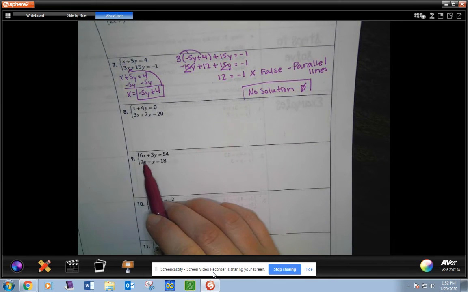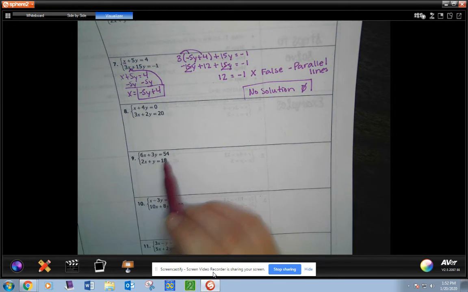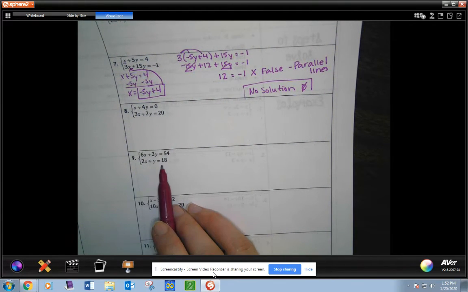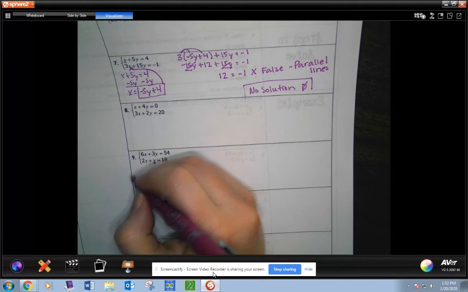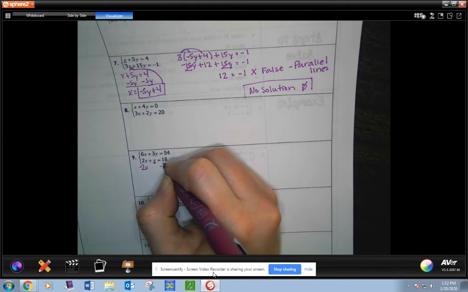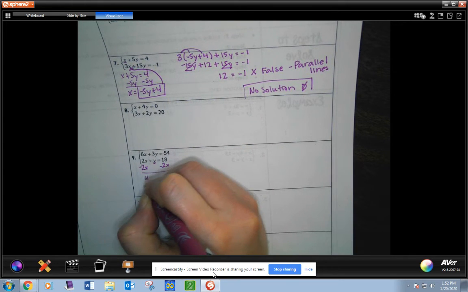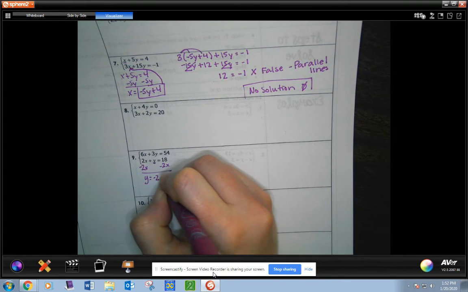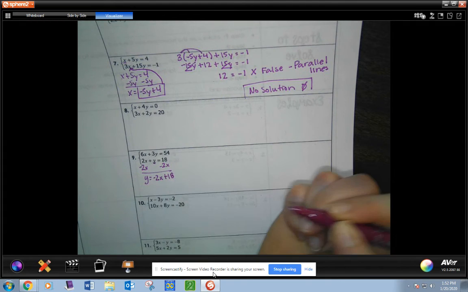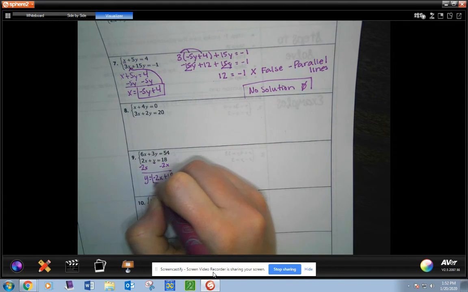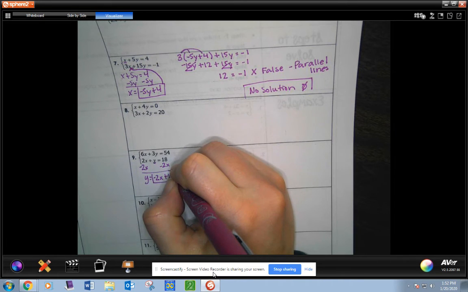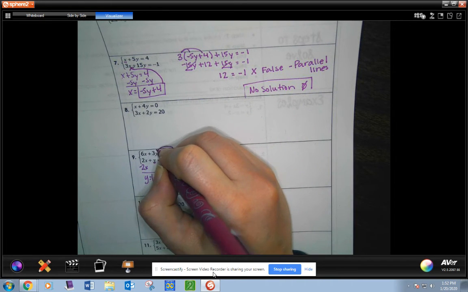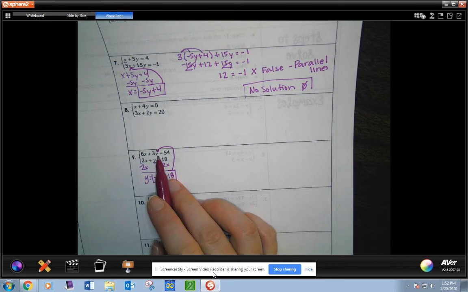I have 6x plus 3y equals 54, and I have 2x plus y equals 18. Y is the letter by itself, but it's not in y equals. So in order to get it to y equals, I minus that 2x. That gives me y equals negative 2x plus 18. And I'm going to box this. Since y is the letter on the outside, we are now going to replace the y in the top equation since I didn't change the top one.